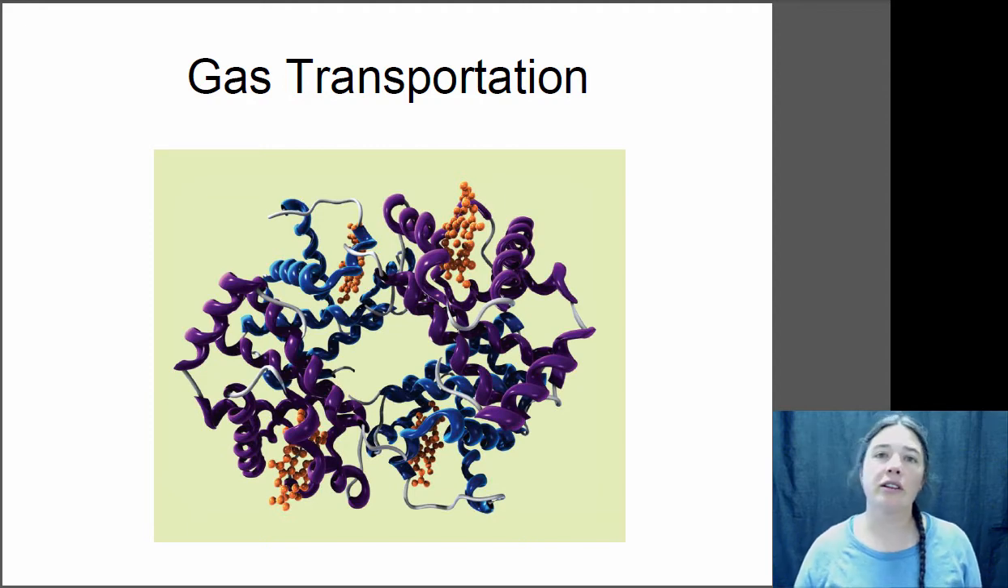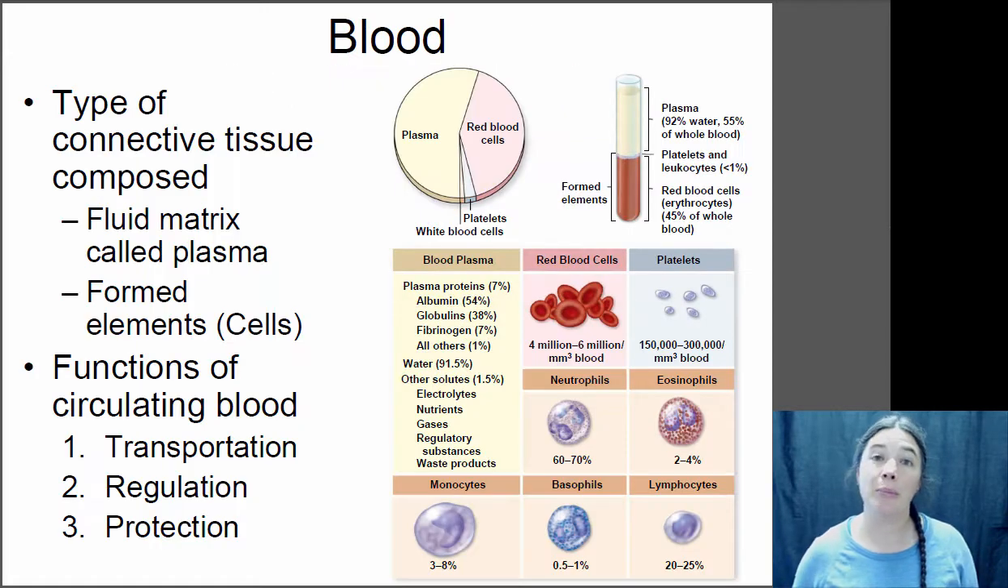Hi, this is Dr. Claire, and today we're going to be talking about how respiratory gases like oxygen are transported around the body. Most animals are too large to rely on diffusion alone to get oxygen to all the different parts of their body that need it, and so they have to have some other way to get it around, and that generally is transported in the blood.